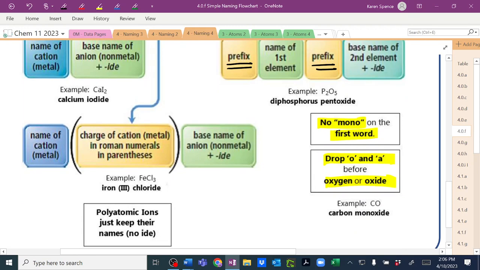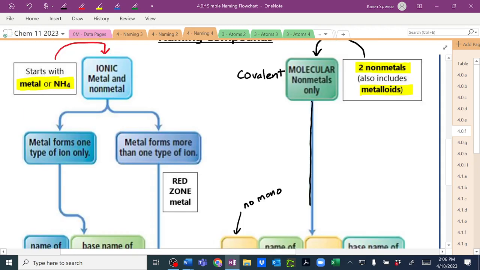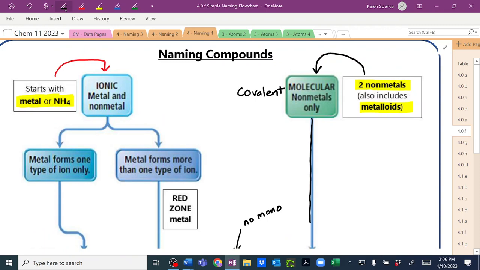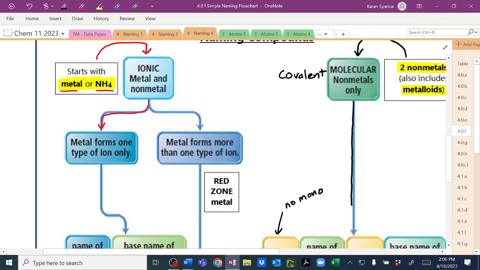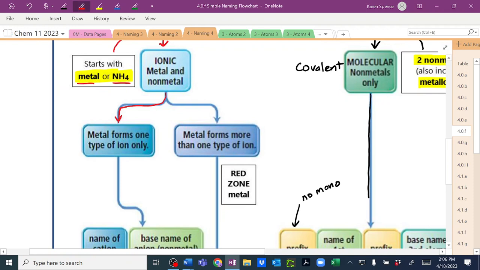Now, what if we don't have two nonmetals? If we don't have two nonmetals, it's going to be either starting with a metal or it will be starting with NH4. So we are going to take a look, and does the metal form only one type of ion? That's going to be metals that are not in the gray zone. I'm going to put gray/red depending on what you like. Okay, gray, red zone.